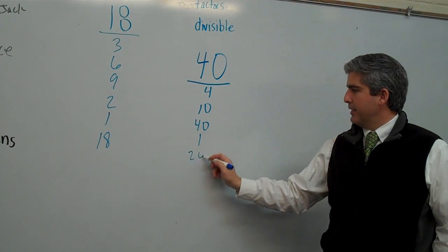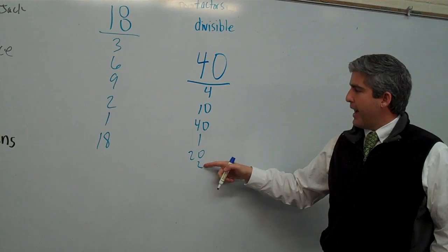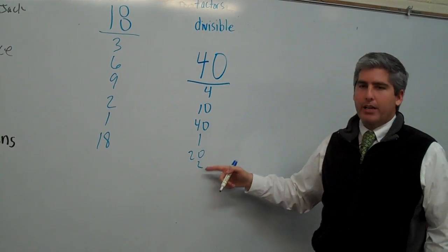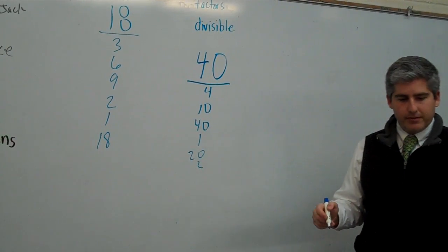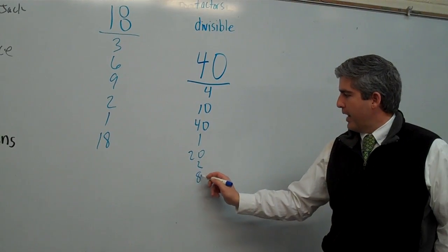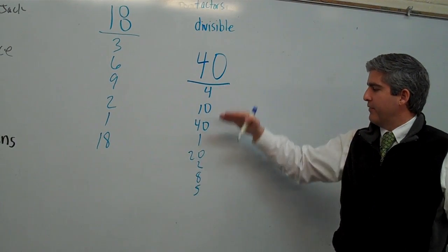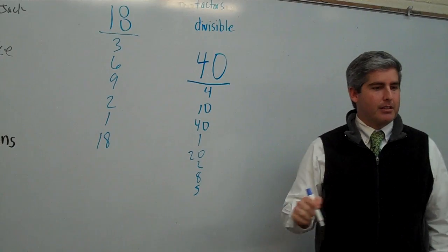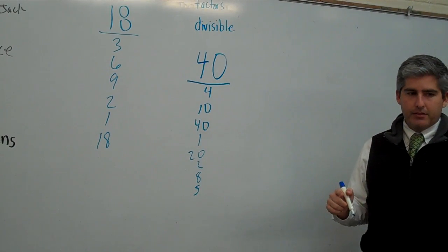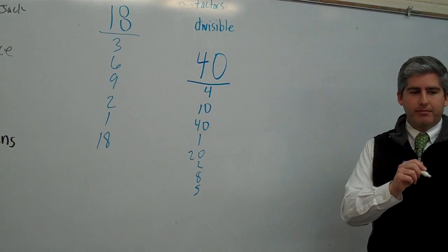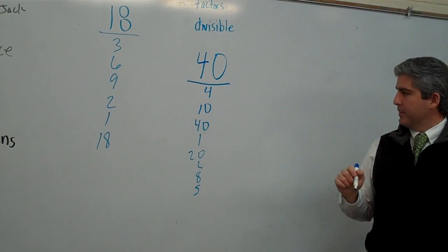20 times 2. These are factors. 40 is divisible by 20 and 2. Charlie? 8 times 5. So 8 and 5 are factors. 40 is divisible by 8 and 5. Elena? 11 times 4. What's 11 times 4? 44. We're looking at 40.